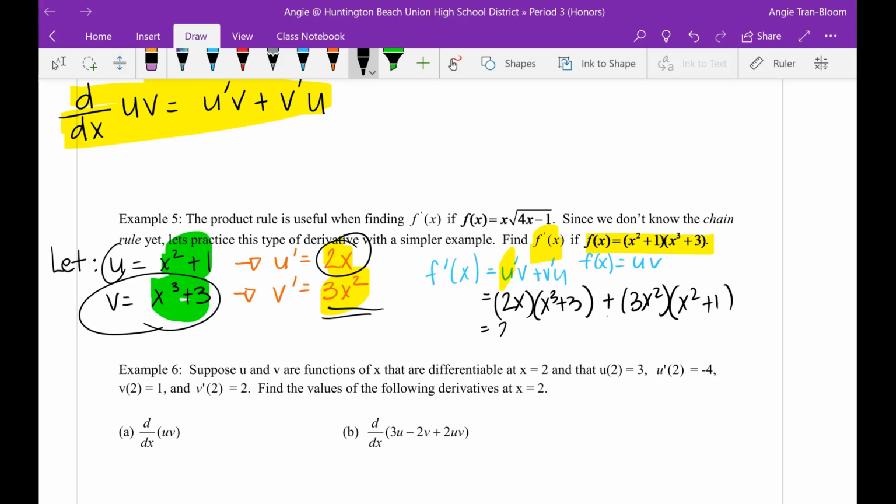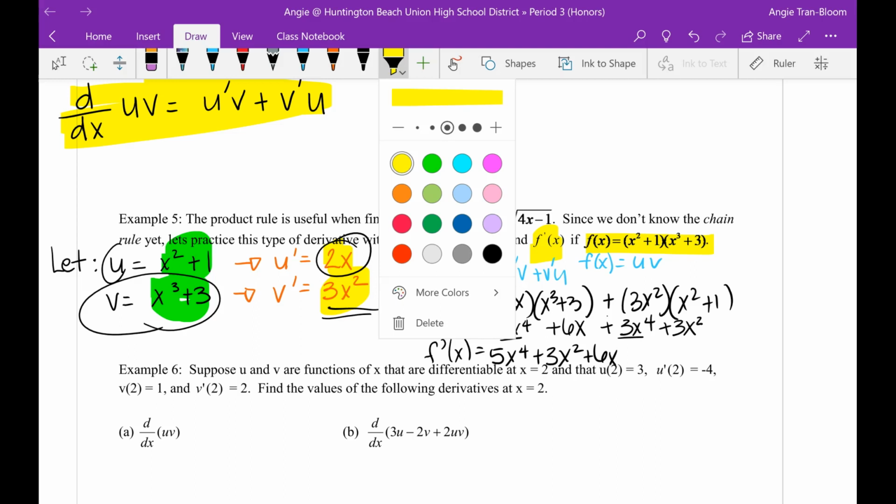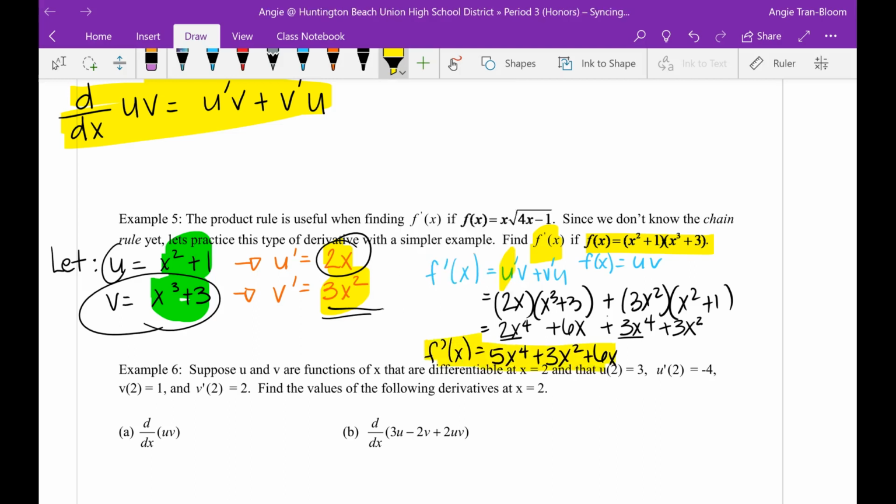So 2x times x to the third is 2x to the fourth. 2x times 3 is now going to be 6x. 3x squared times x squared is now 3x to the fourth. 3x squared times 1 is going to be positive 3x squared. And try to combine when you can and write it in order. You have 2x to the fourth and another 3x to the fourth, so that's definitely going to give me 5x to the fourth. And then you bring down your 3x squared and bring down your 6x. So y'all, this is the derivative using the product rule for f of x.